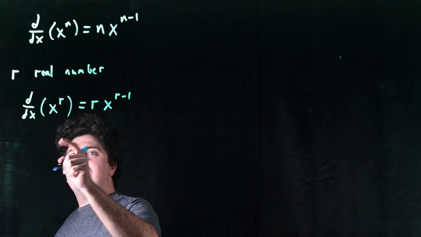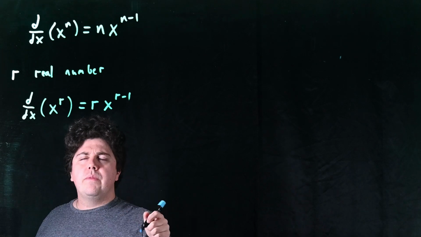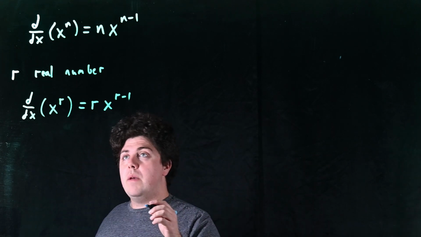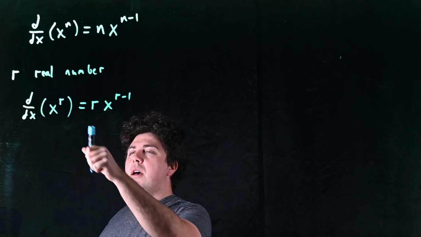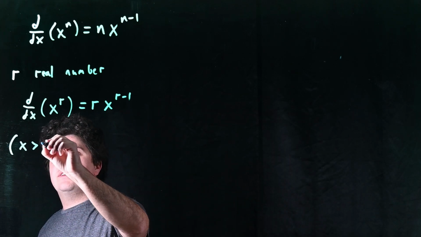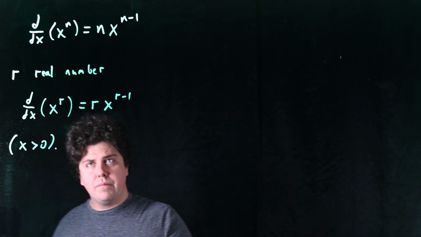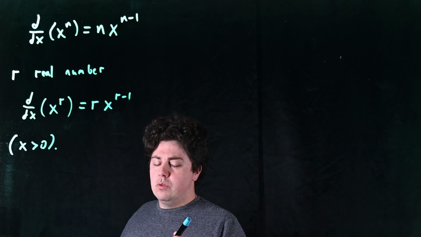By the way, in case r is something like a fraction, we don't necessarily want to take powers of negative numbers, so let's just assume that x is greater than 0 throughout this. Okay, why is this true? Why does this rule hold?